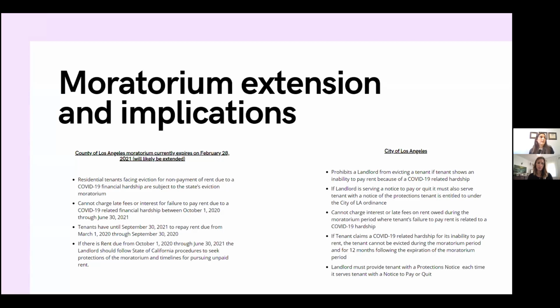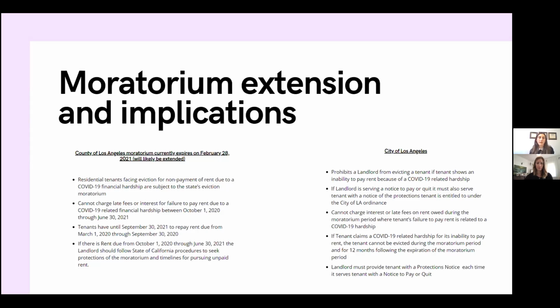Here I go into a little bit more detail about the County of Los Angeles and the City of Los Angeles. For residential tenants in the County of Los Angeles, they are subject to the state's eviction moratorium. In both the county and the city of LA, you cannot charge late fees or interest if the tenant fails to pay rent during the protected or transition periods. So you would only be able to recover rental debt, and you could not charge late fees or interest if the tenant is experiencing a COVID-19 related financial hardship.